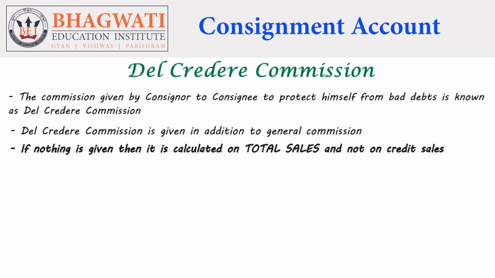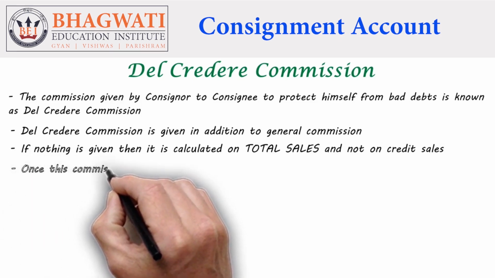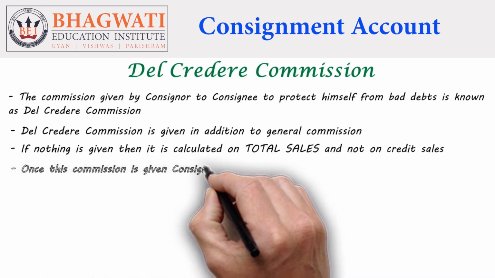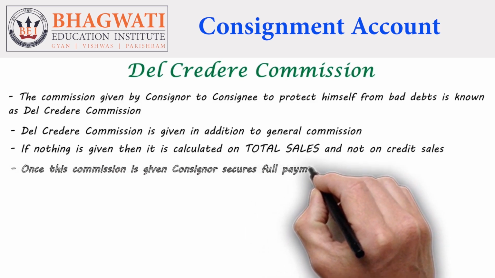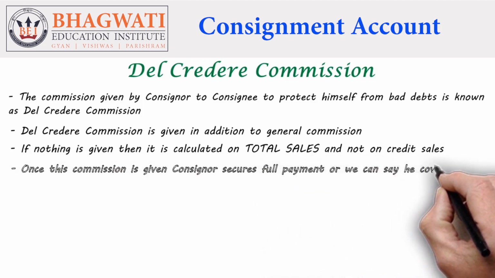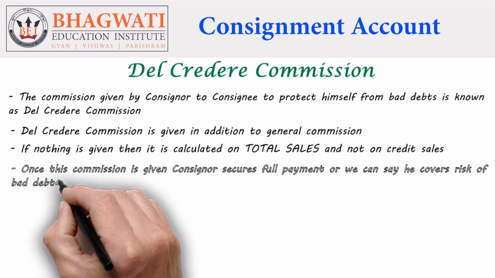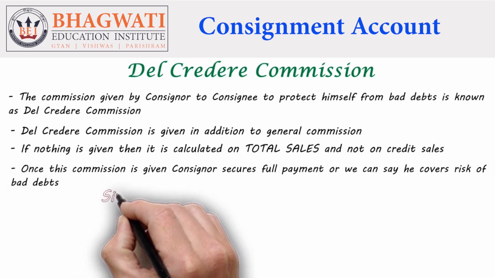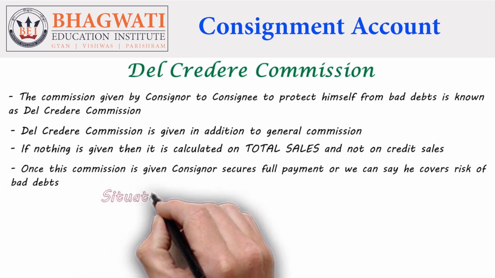What if in the question they tell you that del credere commission is 3% on credit sales? Then there is no problem, we have to apply it on credit sales. But if nothing is given, then that 3% should be applied on total sales. Now, what will happen if this commission is given? Obviously, once this commission is given, the consignor is securing full payment. He will be rest assured that he is not going to lose anything, or in other words, he is securing the risk of bad debt.